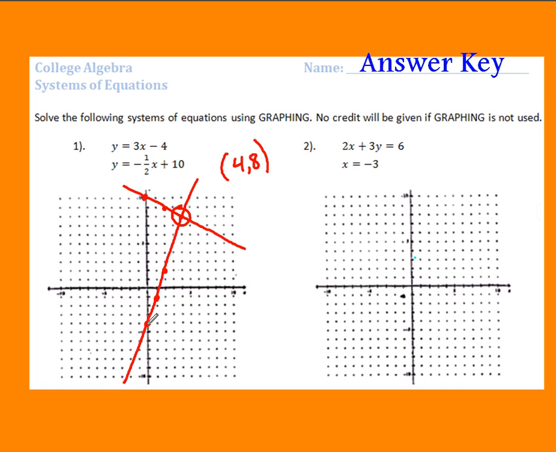Y equals mx plus b, starting at -4, going up 3 over 1, up 3 over 1, graphing your line. For the second one, starting at +10, down 1 over 2, down 1 over 2, graphing your line. Where the two lines intersect is your answer. That's at the ordered pair 4, 8.